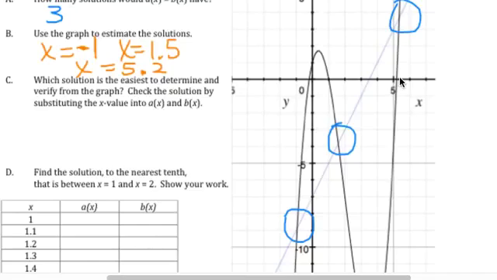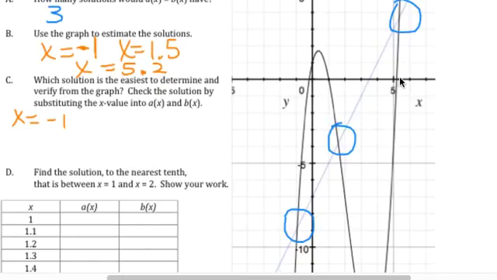Okay, so let's look at C now. Which solution is the easiest to determine and verify from the graph? Which one of those values is the easiest one to determine? X equal to -1 was probably our easiest one to determine, and it's easy to verify. How can we verify if -1 is indeed the x value where there would be a solution? How can we verify that without using the graph? Because that's how we came up with the -1.